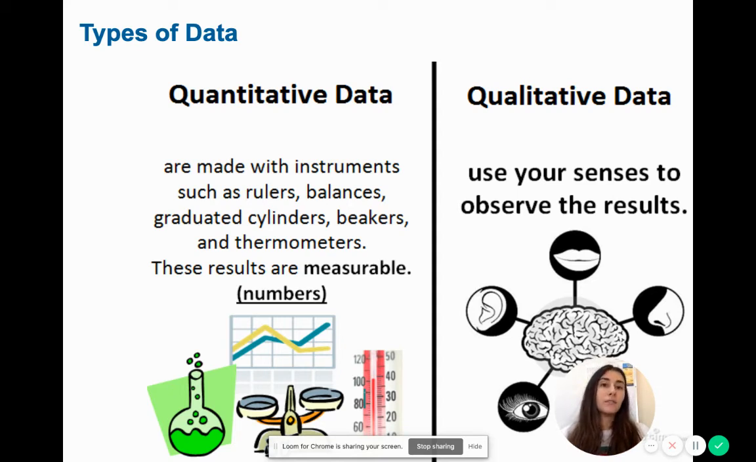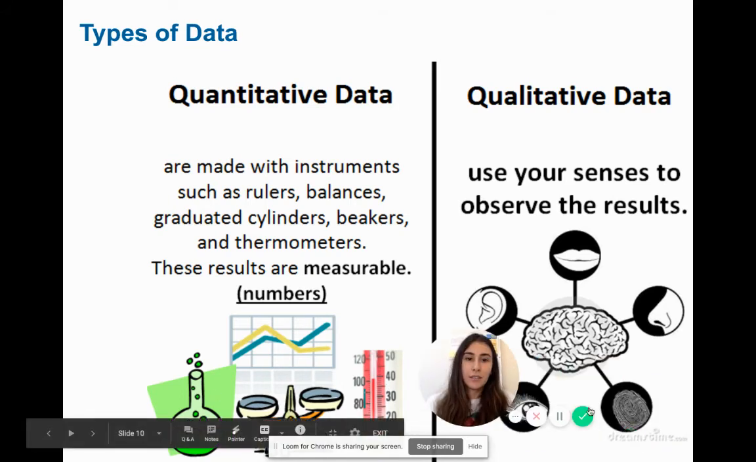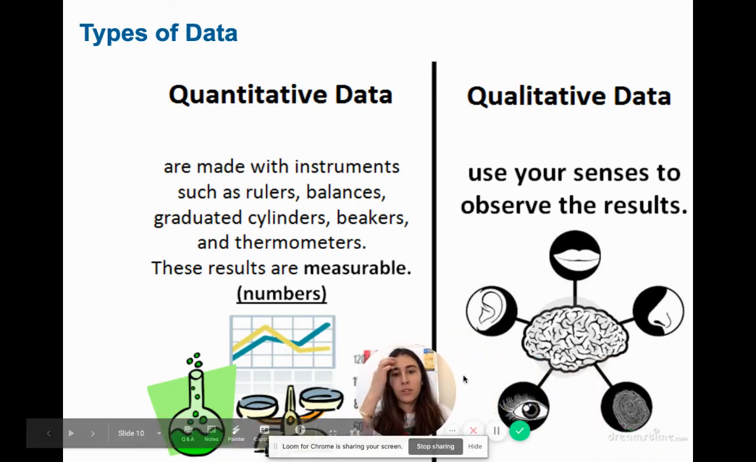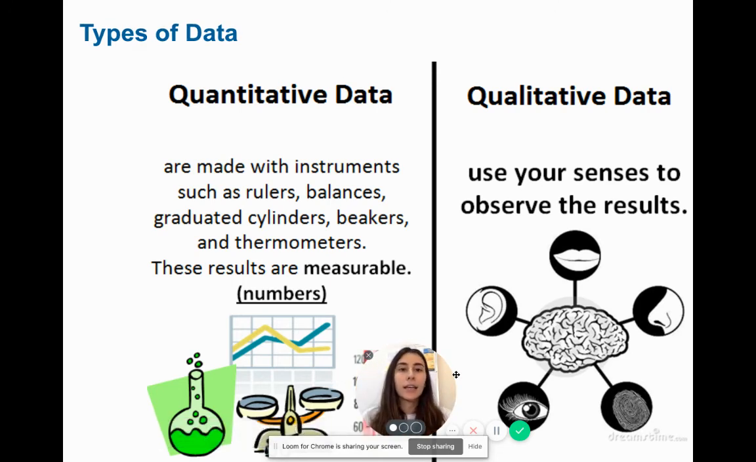Qualitative data, on the other hand, is more descriptive, and it uses our five senses. So qualitative data will say things such as how something looks, how something feels, tastes, how it sounds. So we are using the senses, and it's very descriptive in terms of the quality of an object. So she has brown hair. That is a qualitative observation. For example, the water looks liquidy. That's not very scientific, but you get the idea. It's very qualitative in the way that we're describing the data.